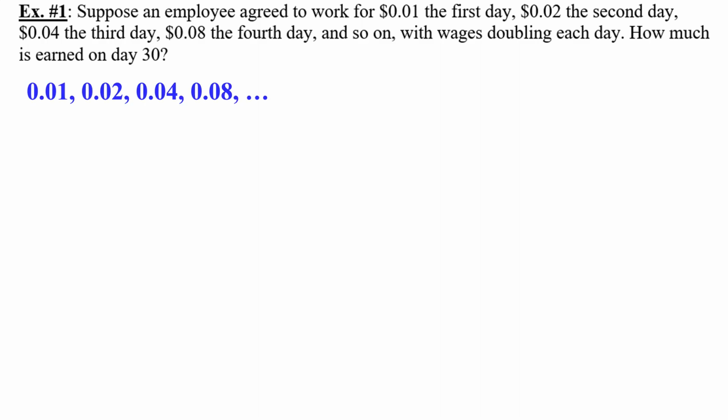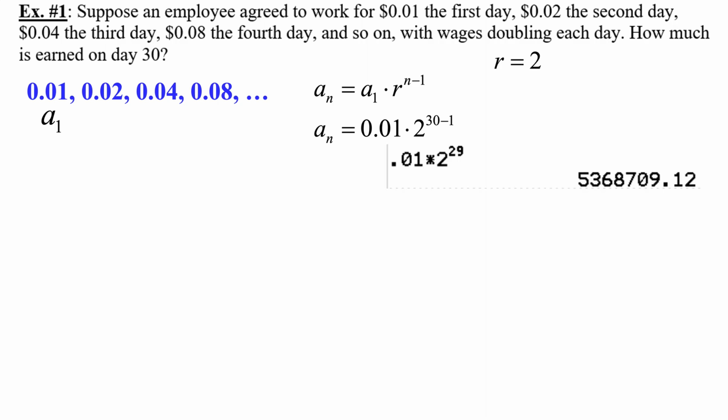So this is our geometric sequence. Our first term is a sub 1, which is 0.01, 1 penny, where r is 2, doubling. So therefore, our a sub n is going to be 0.01 times 2 to the 30 minus 1 power, or we'll call it 29 when we enter it into the calculator. And this employee is going to make $5,368,709.12 on the last day of the month. Wouldn't you like to be able to talk your boss into that kind of a salary?